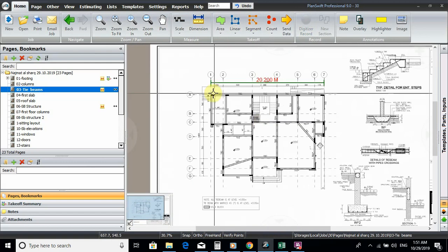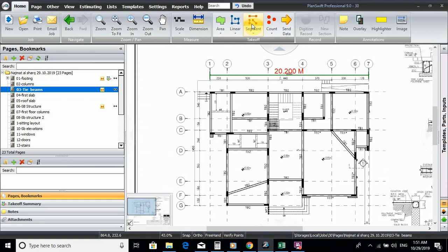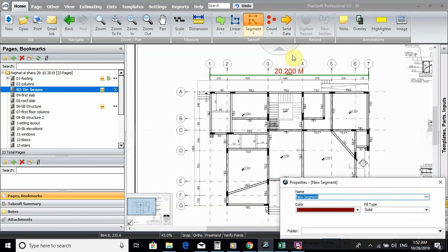Okay, now let's count the tie beam. Segment is for non-continuous lines. This is for continuous line. In tie beams, I prefer continuous lines. If you want the linear, it doesn't matter. It's your choice.